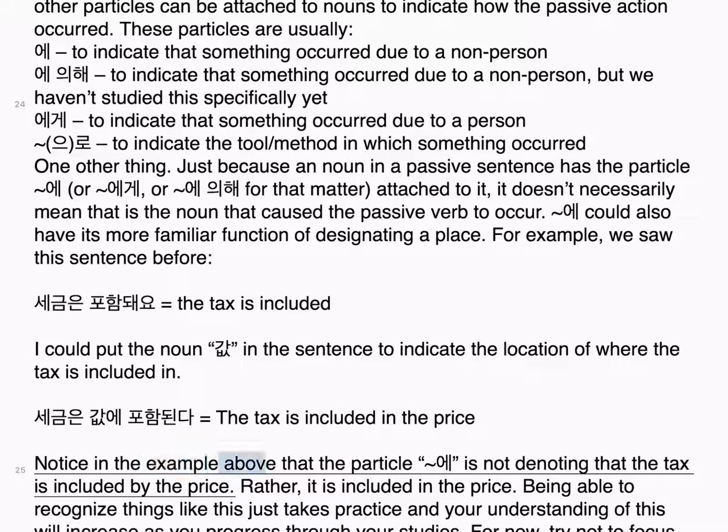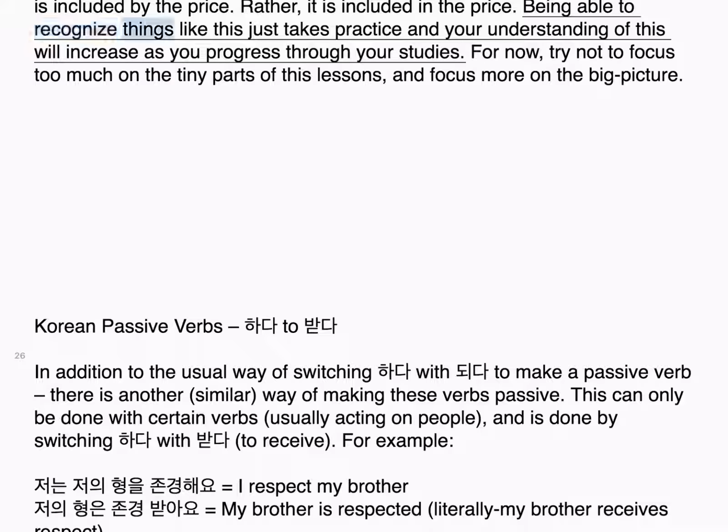Notice in the example above that the particle 에 is not denoting that the tax is included by the price. Rather, it is included in the price. Being able to recognize things like this just takes practice, and your understanding of this will increase as you progress through your studies. For now, try not to focus too much on the tiny parts of this lesson, and focus more on the big picture.